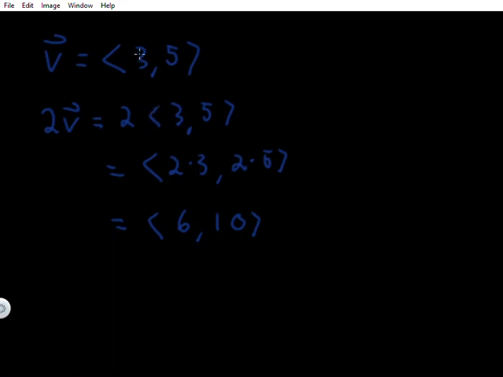So once again, let's just check this. 6 divided by 3 is a 2. 10 divided by 5 is indeed a 2. So this must be 2v.